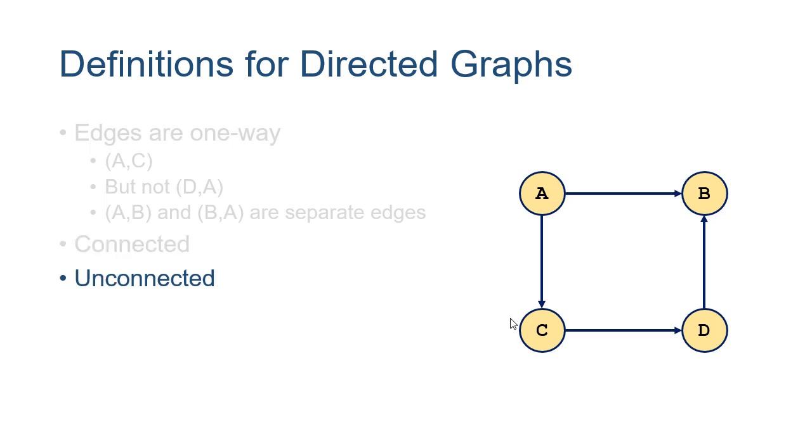But in this graph, even though there is an edge between each vertex, because of the ordering, there is no way to get from C to A or B to A. So there's no path from B to A, and so this graph is unconnected.